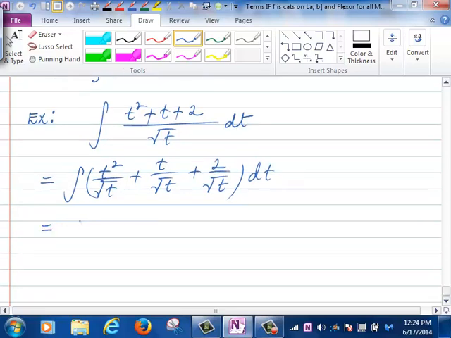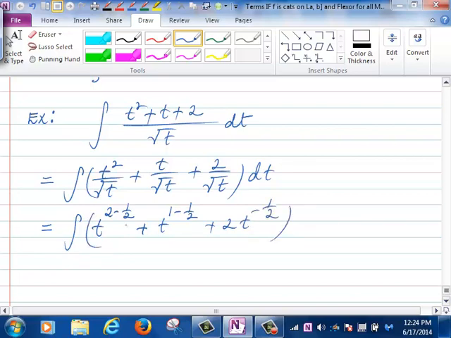And then, what is root of t? Root of t is t to the power half. So what is t squared divided by t to the half? This would be t to the 2 minus a half, plus this would be t to the 1 minus a half, plus this would be 2 times t to the negative half, right?